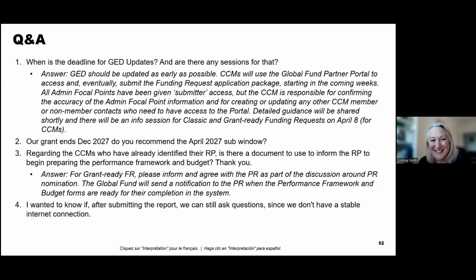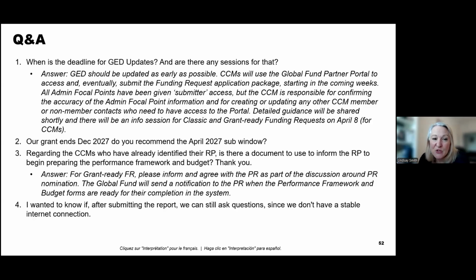Question 2 on this slide: our grant ends December 2027. Do you recommend the April 2027 window? So we have not set the windows yet for 2027. When those are confirmed, then you can confirm which is the appropriate window, but you should aim for one in the first half of 2027.